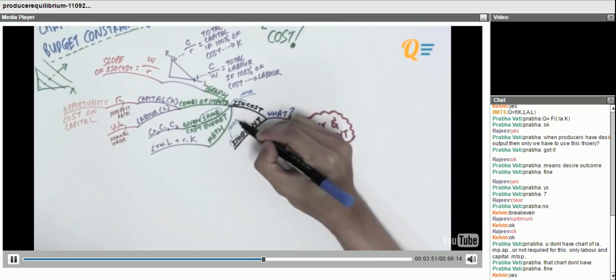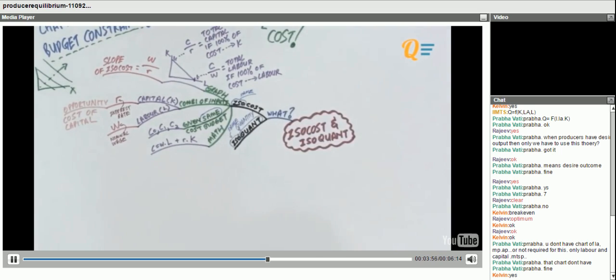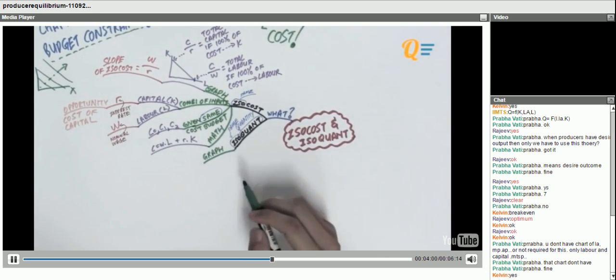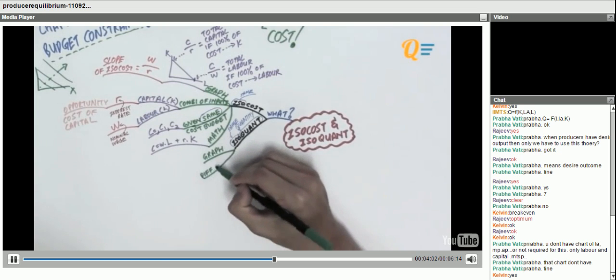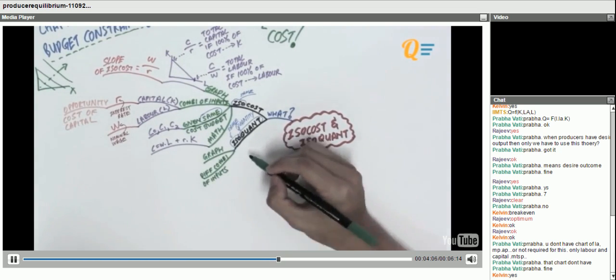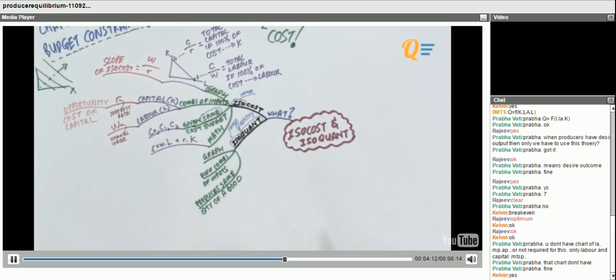Now let's talk about the ISO quant. And again, ISO here refers to same, and quant is of course quantity, so it means same quantity. So the ISO quant is actually a graph that shows all the different combinations of inputs that a firm is going to require to produce the same quantity of a particular good. Okay, just let me show you different combinations of inputs.